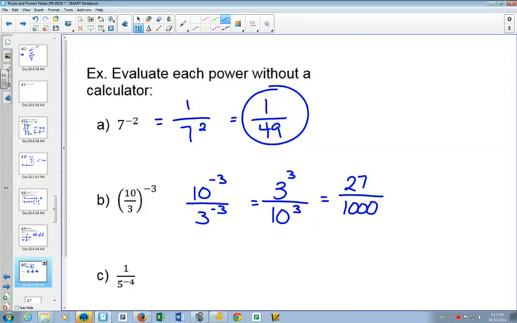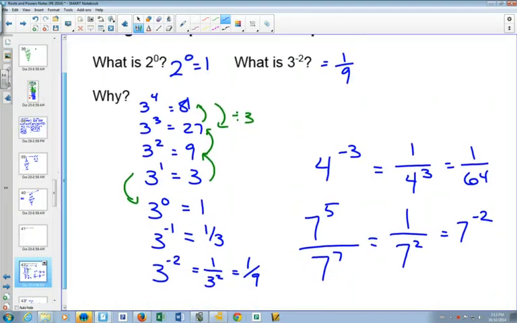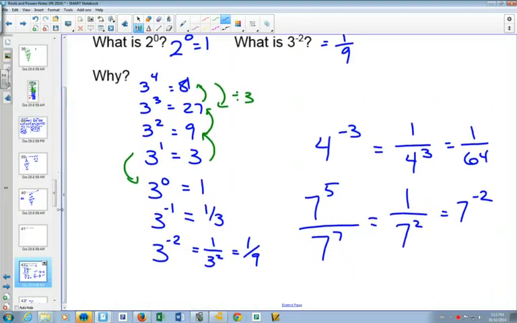Well, that is part of what we saw in our original pattern way back at the beginning, which was on this page, right? If we kept dividing by 3, 3 to the negative 3, divide by another 3 will be 1 over 27, which is the same as 1 over 3 cubed. So at a certain point, with the negative numbers, you keep adding 3's on the bottom.